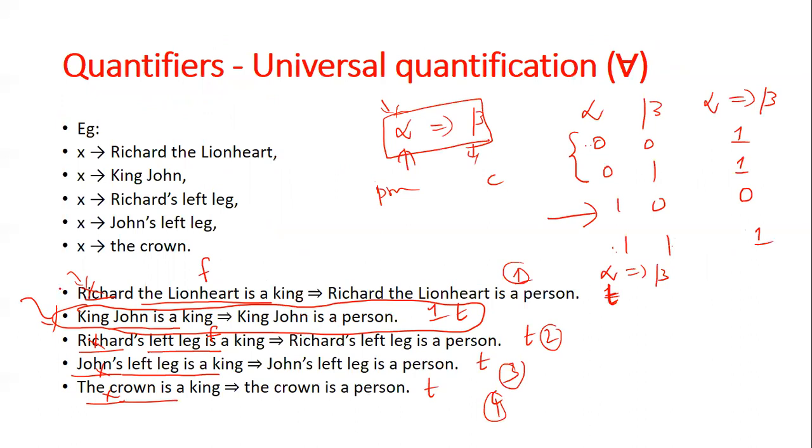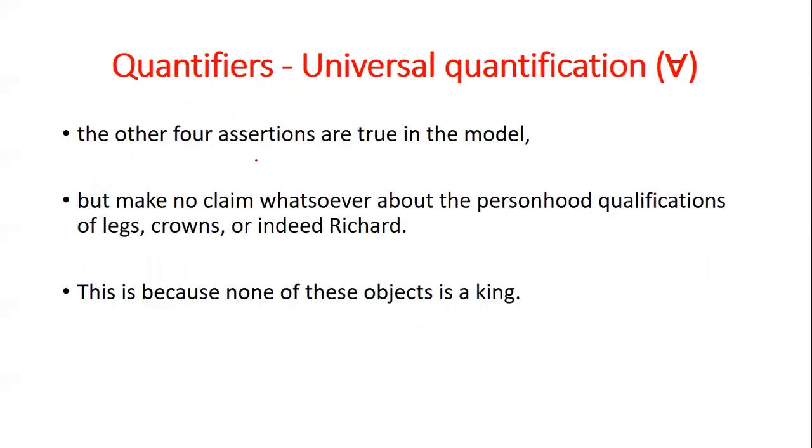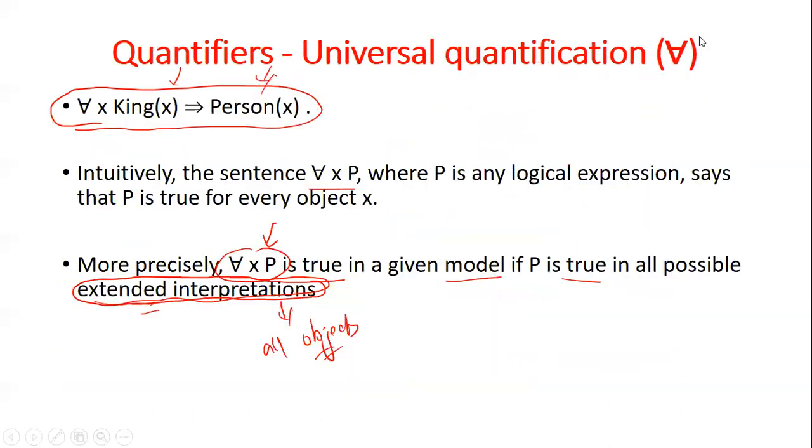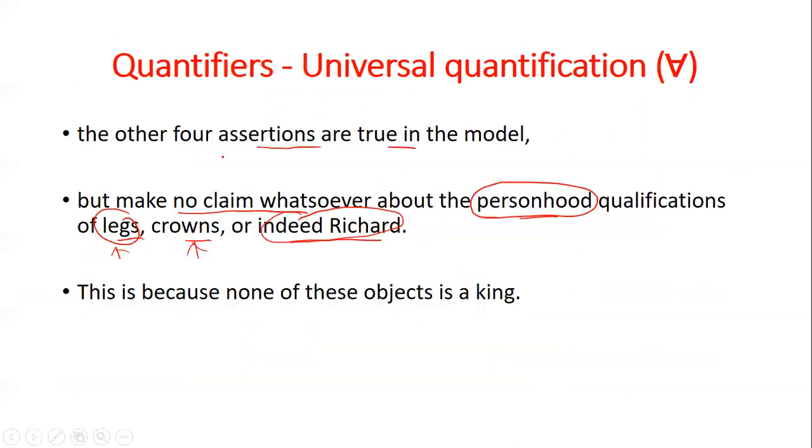But overall, it is true for everyone, as per the rule of implication. So the other four assertions are true in the model. Basically, all assertions are true, but they make no claim about the personhood qualifications of the left leg, crown, or Richard. Why don't they make any claim? Because they are not kings. Richard's left leg is not a king, the crown is not a king, and Richard is also not a king. Only if someone is a king can the rule claim the personhood qualification. That's what this rule says.